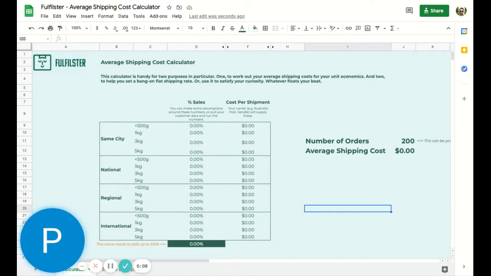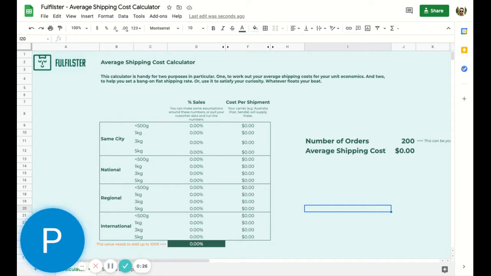Today I'm going to show you through our average shipping cost calculator. This is a tool that we created some time ago, mainly to help people with setting their flat shipping rates. So first of all, let's understand what a flat shipping rate is.